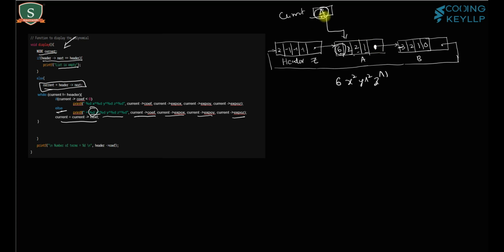Current is currently pointing to the A node. Next is holding the address of the next node. What is that? B. So we are updating the A value with B. Now we will be printing the element, so it will run in the while loop.